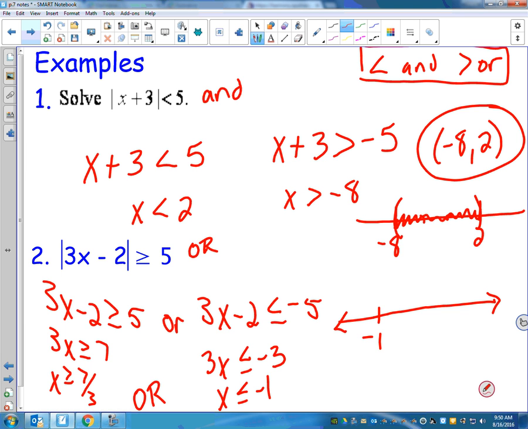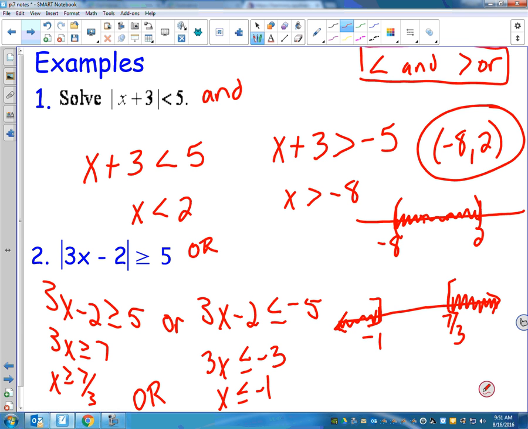So here's negative 1. I'm going to say here's 7/3. Everything greater than or equal to 7/3 would be a bracket. Everything less than or equal to negative 1 would also be a bracket. And again, that's your go-to or statement. If you're going to write this in interval notation, that's where you can use that fancy U. If you feel very smart in pre-cal, you can use the U to say this or that.